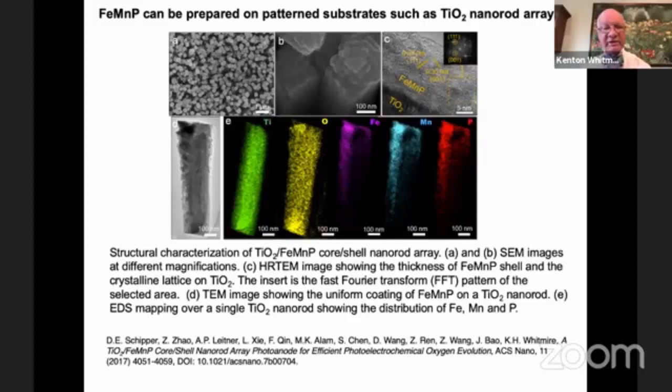As you see, we have the titanium and oxygen, as you would expect, iron, manganese, and phosphorus on the surface. Of course, it's heavier here towards the ends of the nanorods, but it covers very well, and you can see a precursor that you use to deposit onto this nanorod array.